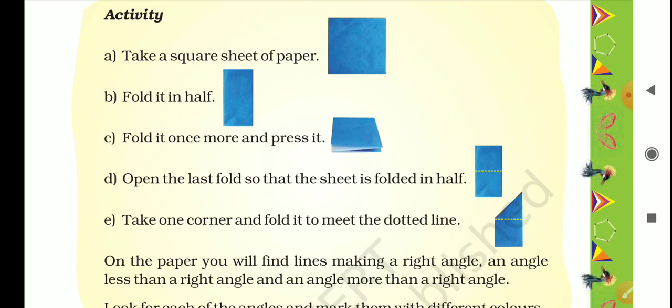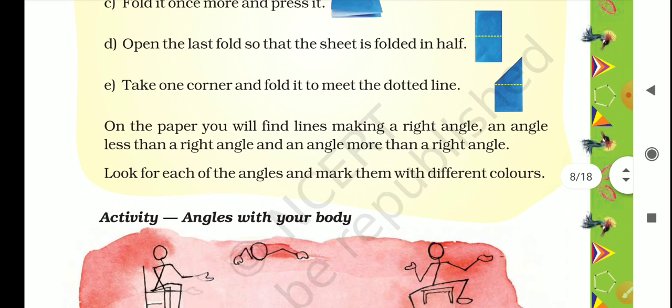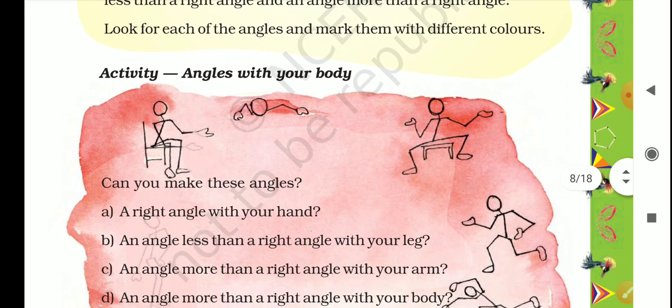Take a square sheet of paper, fold it in half, fold it once more and press it. Then open the last fold so that this sheet is folded in half, and then you have to take one corner and fold it to meet the dotted line, like this is given in the figure. And on the paper you will find lines making a right angle, an angle less than right angle, and an angle more than right angle. And you have to look for each of the angles and mark them with different colors. So all these activities you can do at home.